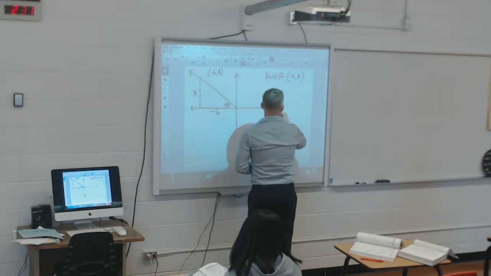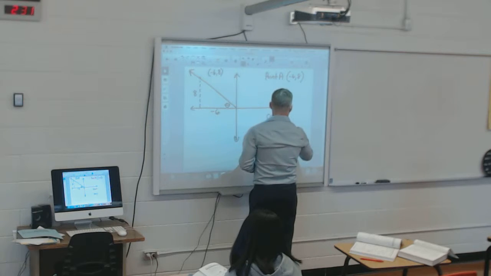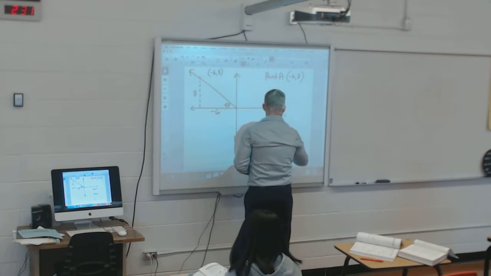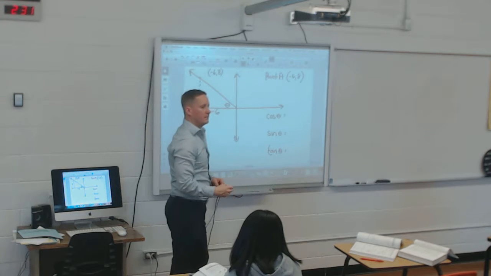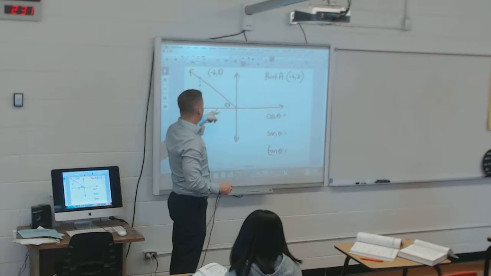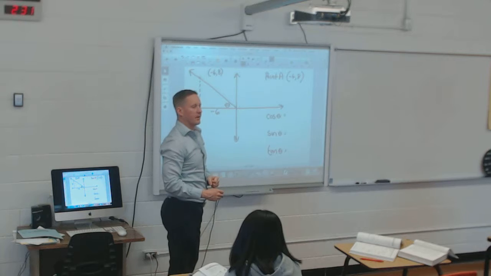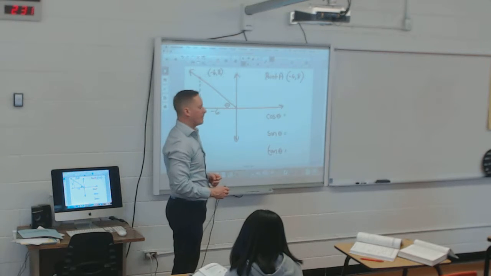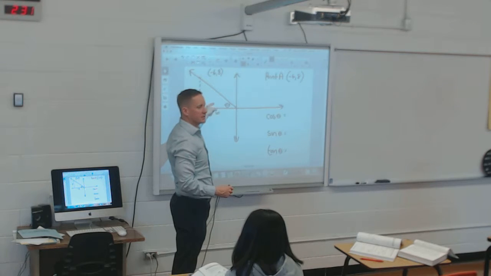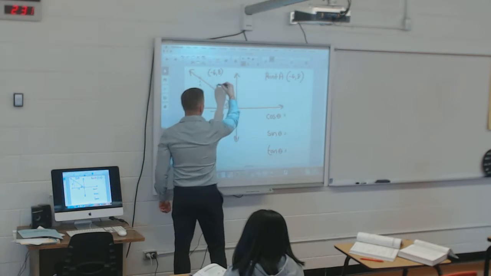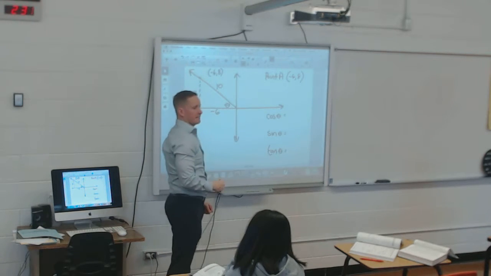So find cos theta, sine theta, tan theta. Okay? Well, what do I need in order to get those ratios? What do I have to find first? The hypotenuse. 6 squared is 36, 8 squared is 64. 64 and 36 make 100. Square root of 100 is 10.